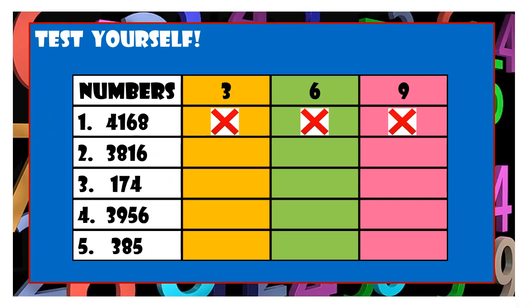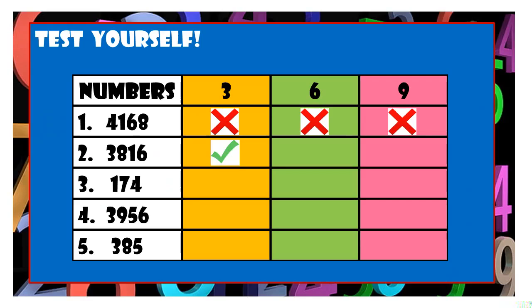So, let's move to number 2. 3,816. Is 3,816 divisible by 3? Yes, it is divisible by 3. Because if we add all its digits, 3 plus 8, that is 11, plus 1, 12, plus 6, 18. The sum is 18. So 18 is divisible by 3. Therefore, 3,816 is divisible by 3.